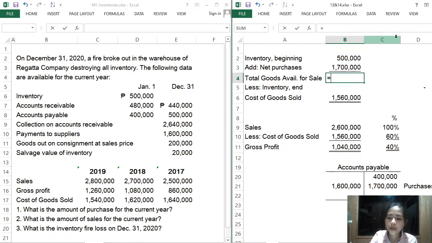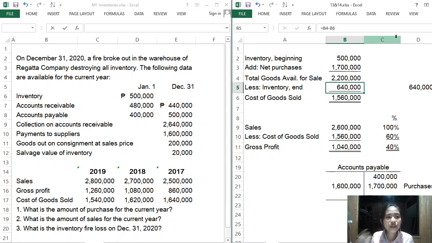Ayan. So, pwede na natin ma-compute. Work back natin magkano ang inventory end. So, we have 640,000 na inventory end. So, that is our should be. Yan dapat ang nasa bodega natin. But, according to the problem, meron tayong salvage value of inventory. May na-save tayo na inventory na mga nasa 20,000.